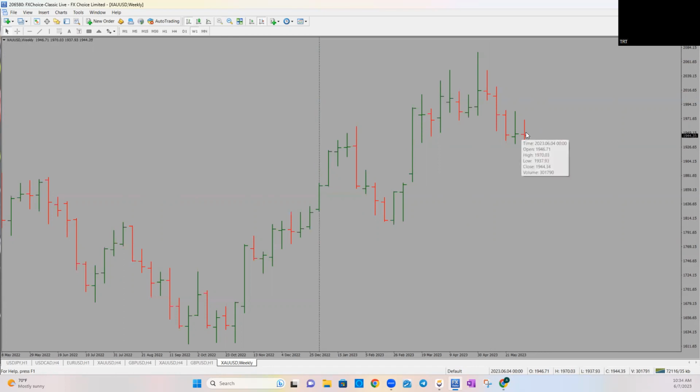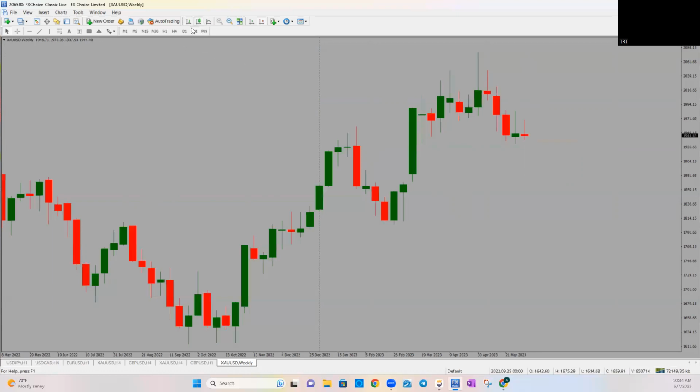So remember, we have the open. Open came in at about 1946.71, right? Pushed up to the high. The high came in as of right now at 1970.03, and we're looking at a low of 1937.93. The close is a little bit higher than the low, but once again, we don't know how this is going to end because we still have 2 more days within this week.